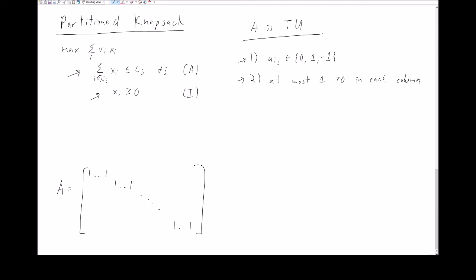This verifies that this matrix is totally unimodular, and as a result, to solve the partition knapsack problem, we can write the linear program, solve the linear program, and then know that this linear program solution is going to be the same as the integer programming solution because the constraint matrix is totally unimodular.